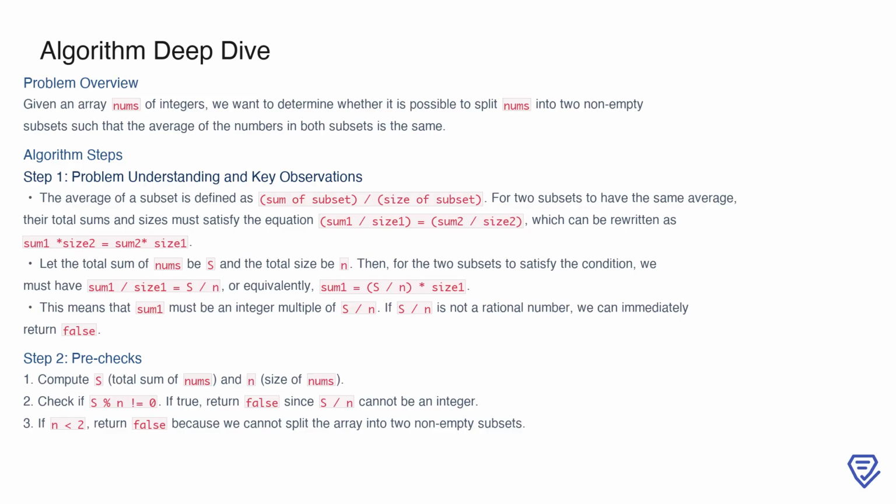Now, if the total sum of the array is S and the total size is N, the subsets must also satisfy sum1/size1 equals S/N. This means sum1 must equal S/N * size1. Importantly, this implies that S/N must be a rational number for any valid splitting to occur. If S/N is not an integer, we can immediately conclude that no such split is possible. Therefore, as part of the initial checks, we calculate S and N. If S%N does not equal 0, it means S/N is not an integer, so we return false. Additionally, if the size of the array is less than 2, splitting into two non-empty subsets is impossible, so we also return false in that case.